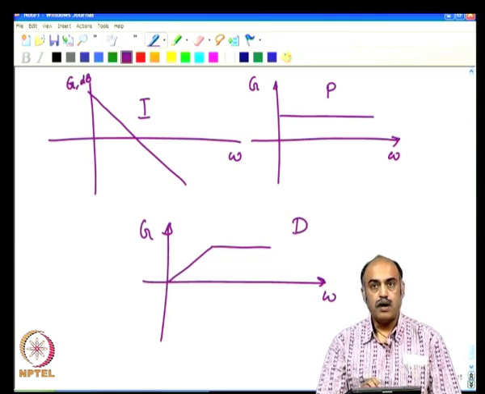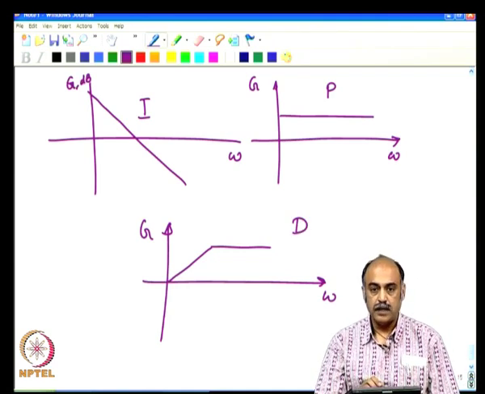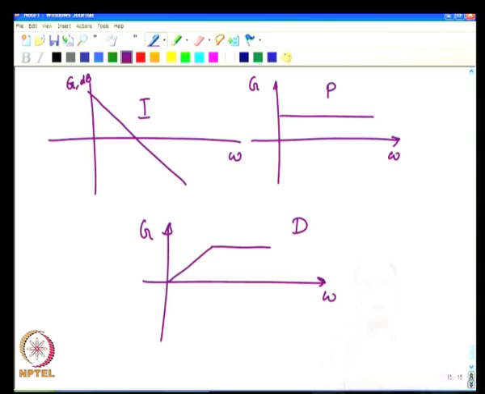Now, these three blocks we will try to combine in the next class and build an integrated controller.